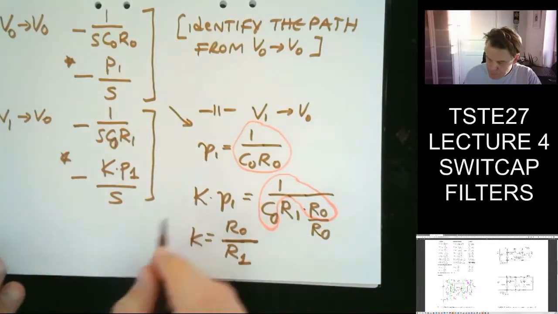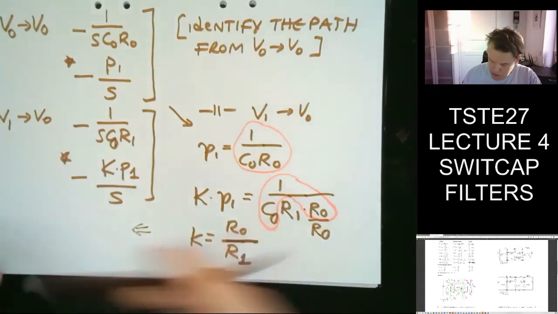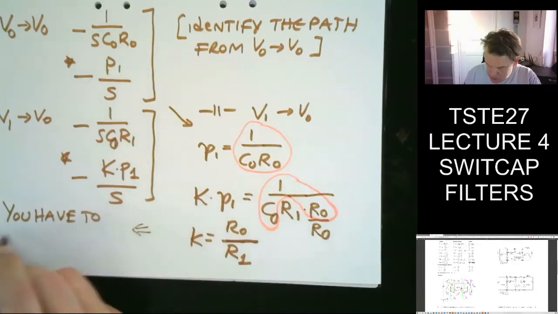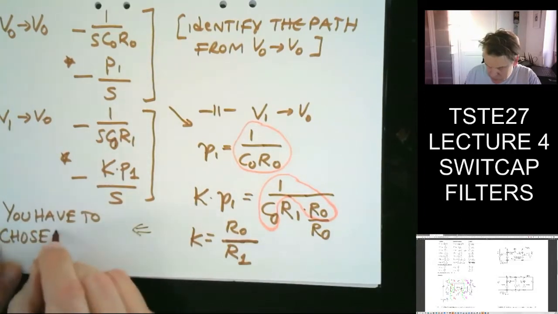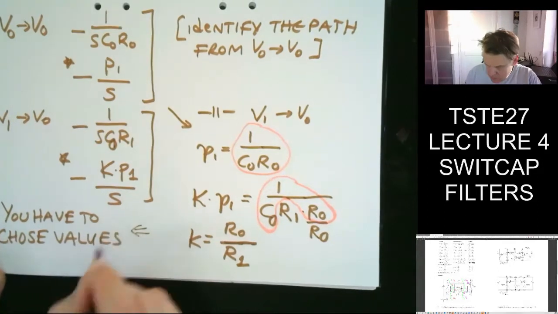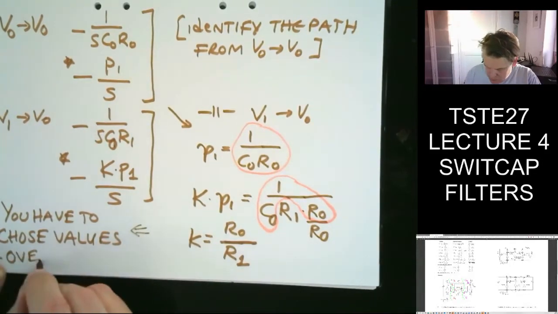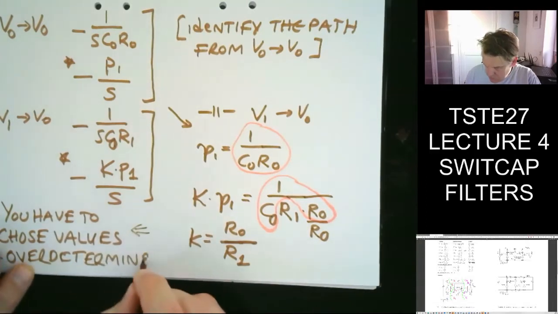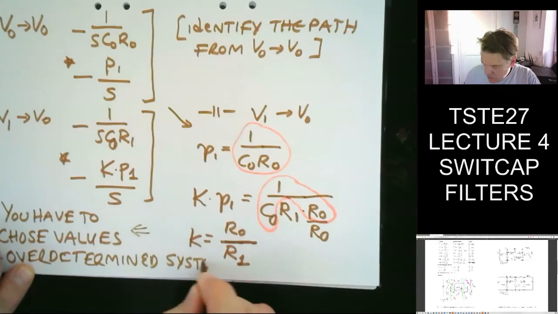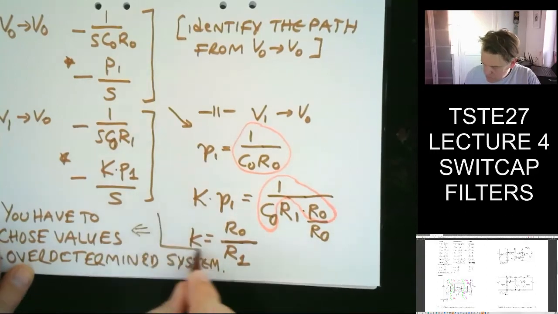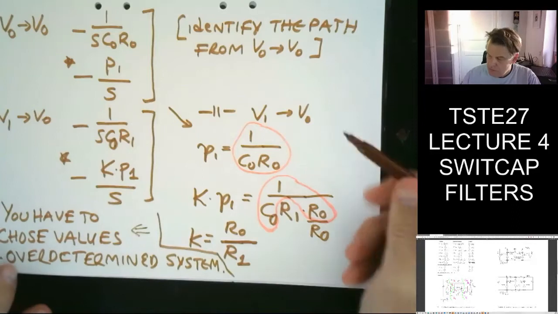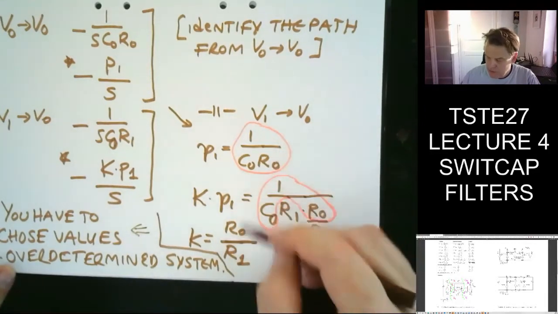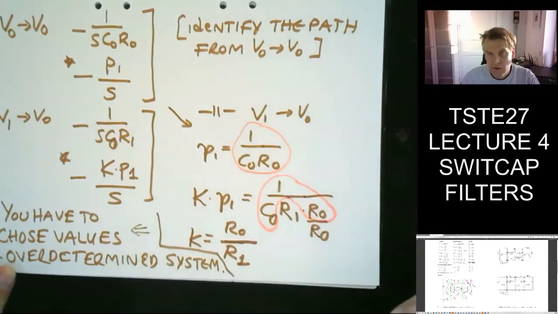But typically, you have to choose values. Over-determined system is a key word here, because that will be very obvious shortly. Okay, so C naught gives us a requirement, R naught we can choose, and given that choice, we can then select R1 accordingly.